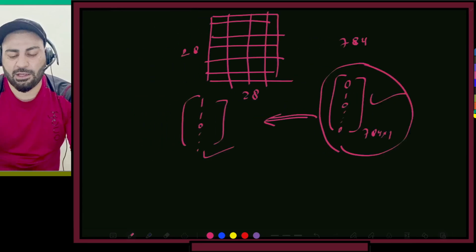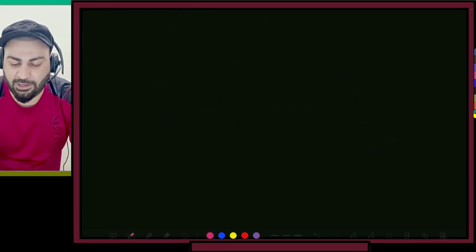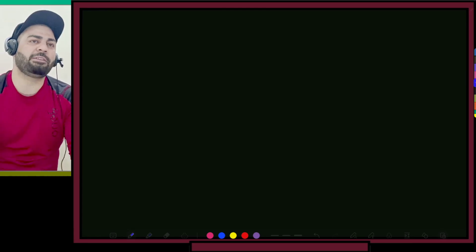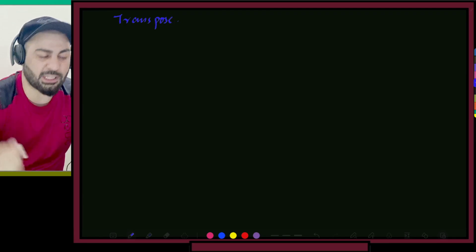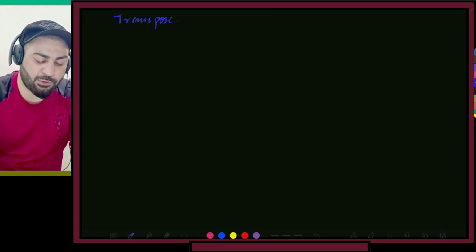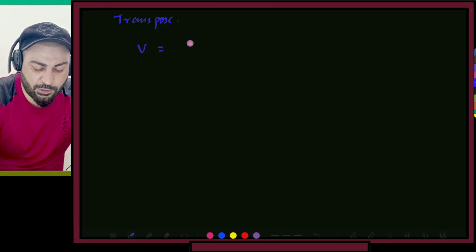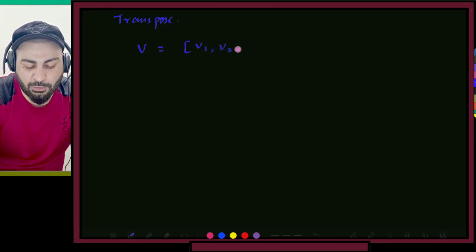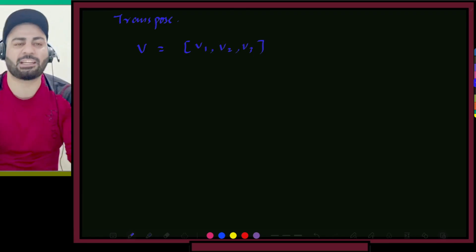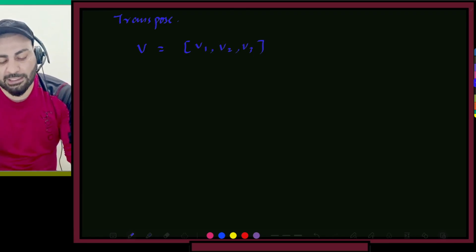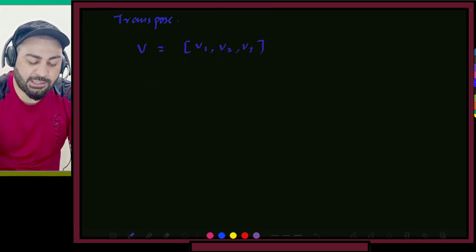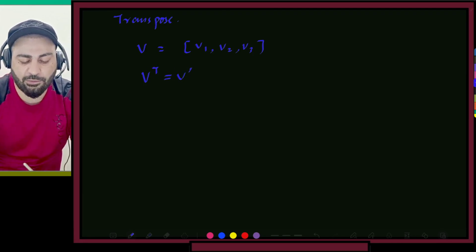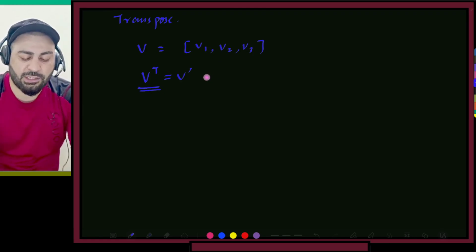So what can be done? The first operation that's used everywhere is transpose. So what is the transpose? Let's suppose you have a vector v equal to v1, v2, v3. These are the elements, and they can be numbers or anything else, whatever you want to call them. This is a vector. If I say v transpose, it's also written v dash, and most of the time you will write it like this.